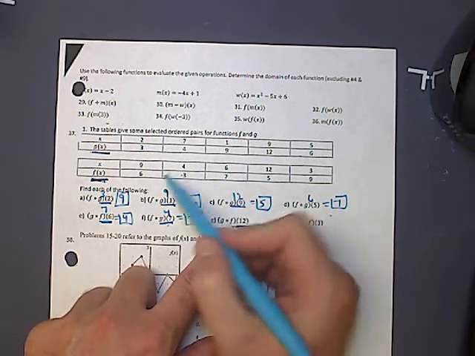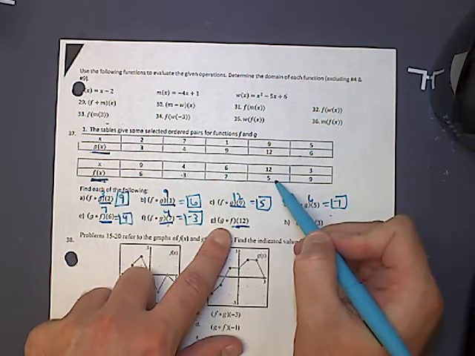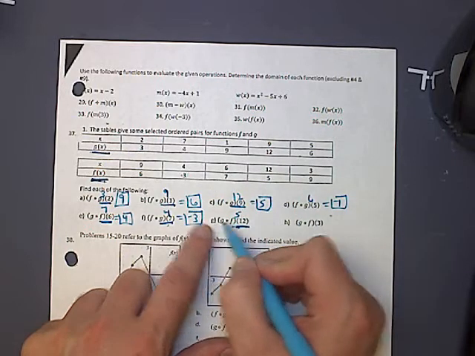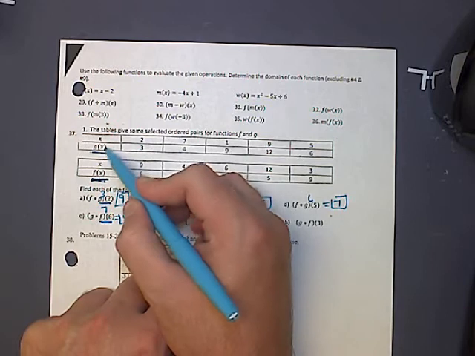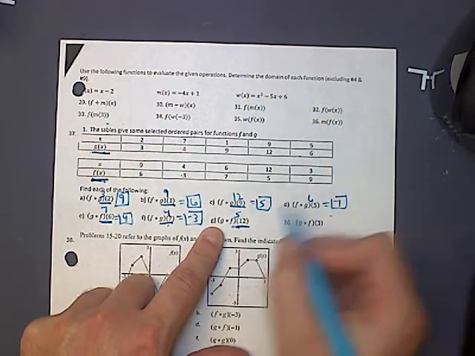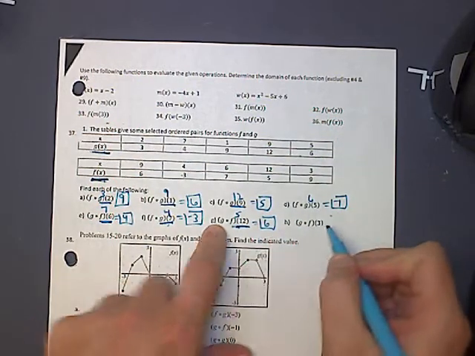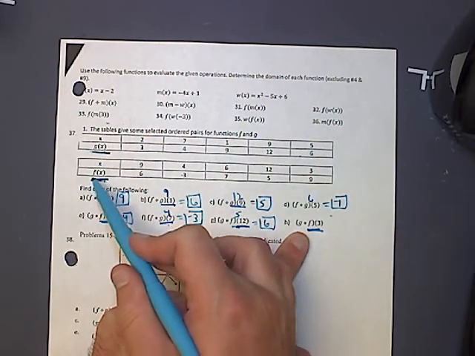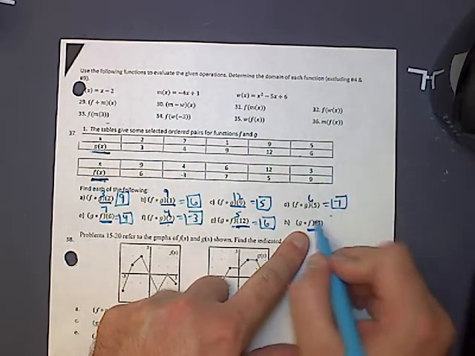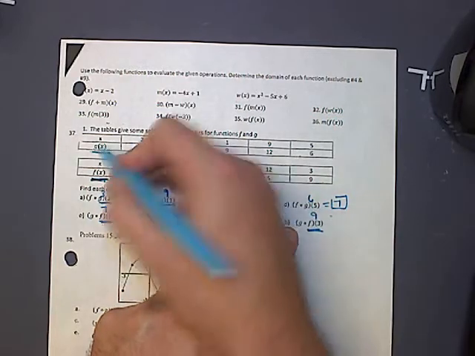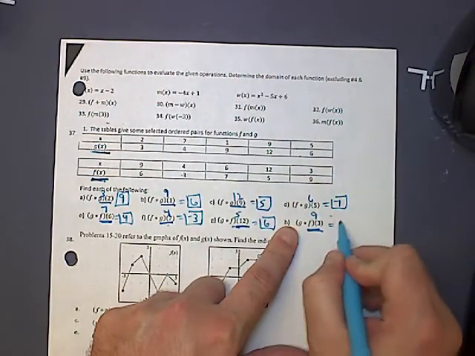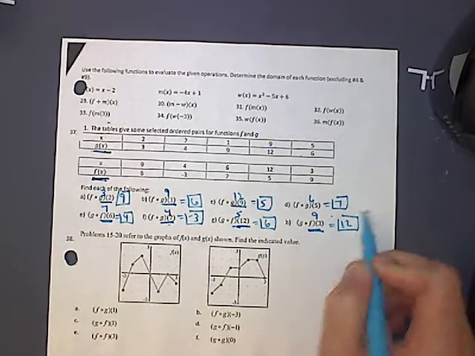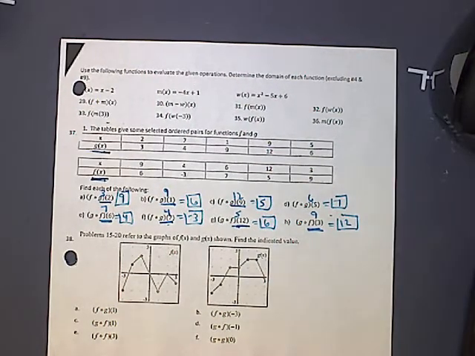F of 12. F of 12 is 5. I put 5 there to help remember what I got to find. Now G of 5. G of 5 is 6. F of 3. F of 3 is 9. G of 9 is 12. Using one function to help find the other function, evaluate the other function.